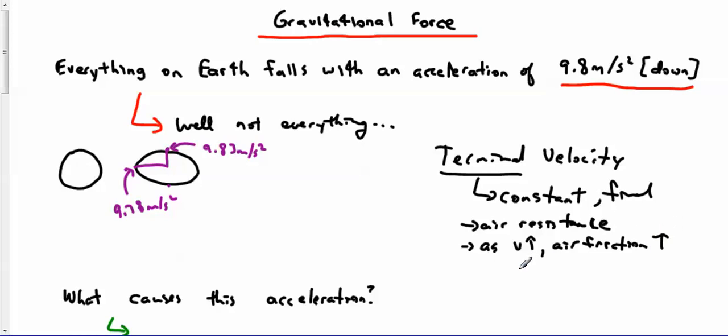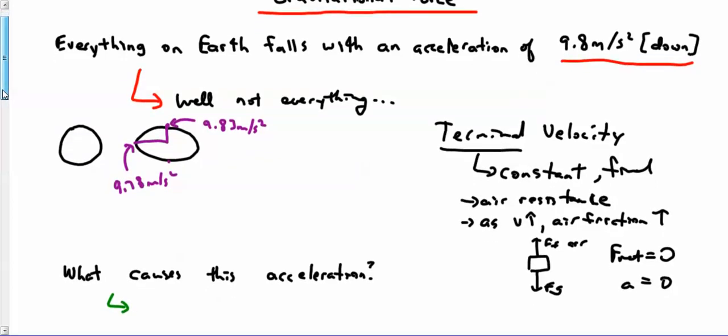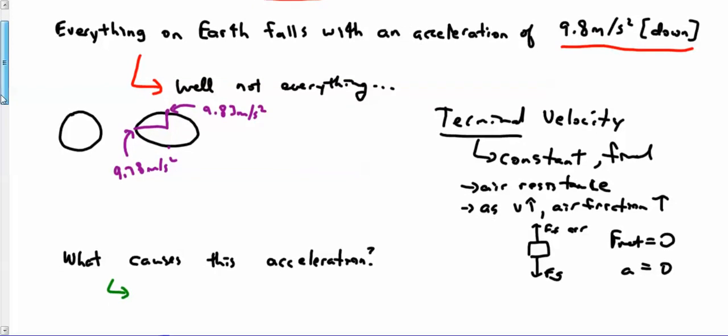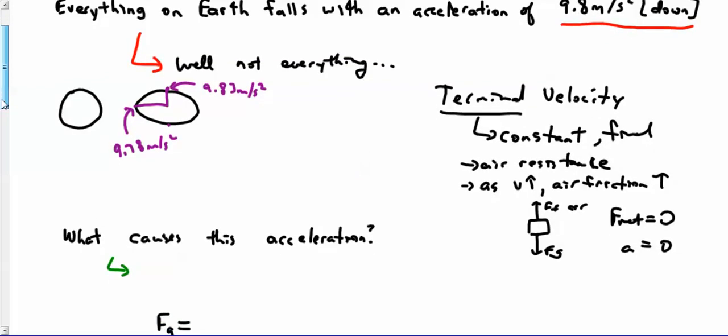So eventually, if this is you, the force of gravity will equal the force of friction from the air, and they'll be equal, the net force will be zero, and therefore a becomes zero, and you reach a terminal velocity. So not everything does, and you know, we're talking about pieces of paper won't necessarily fall with the same speed as a book. In a vacuum they will, but not just in our everyday life.